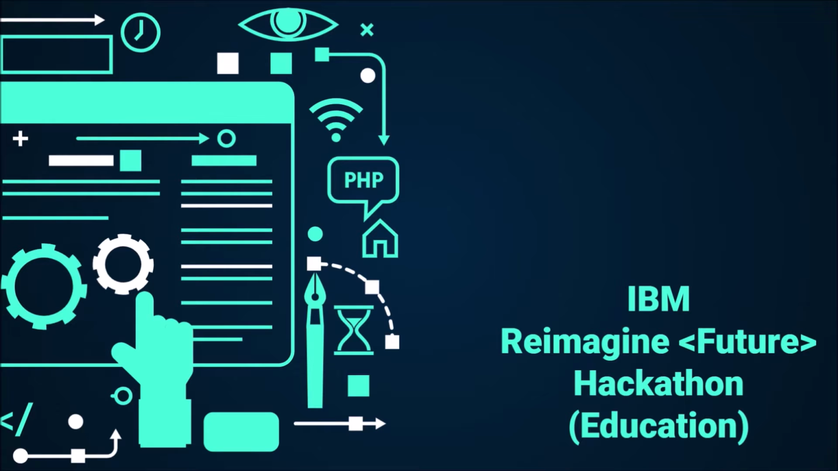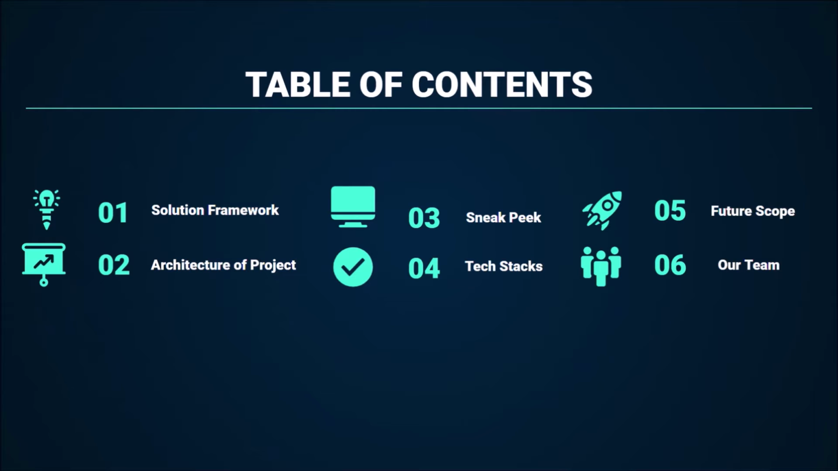So let's get started. First, I will begin with the table of contents. First, we will discuss the solution framework, then the architecture of the project, then we will have a sneak peek at our project, then we will discuss the tech stacks that we have used for the project, then future scope, and I'll close off by declaring my team members' names.